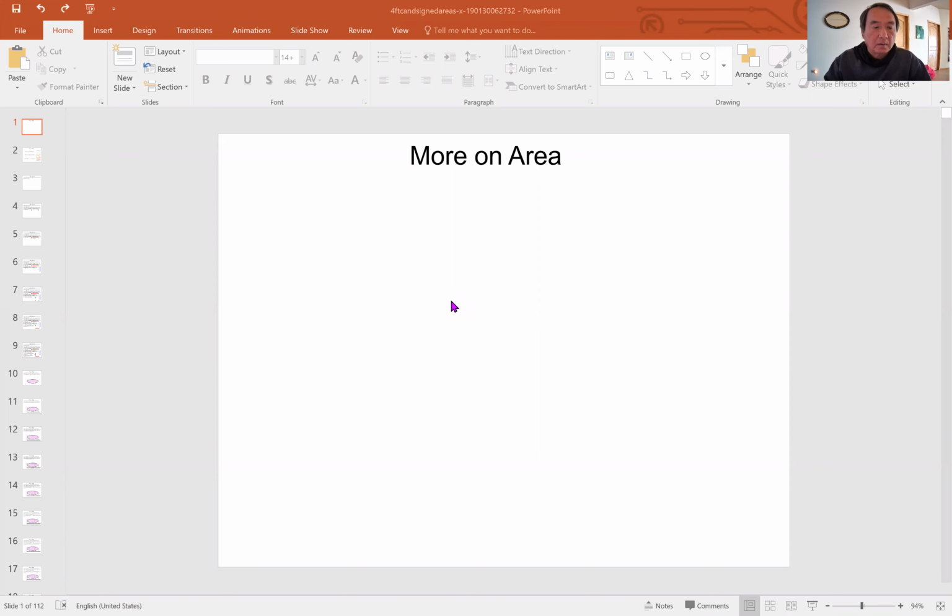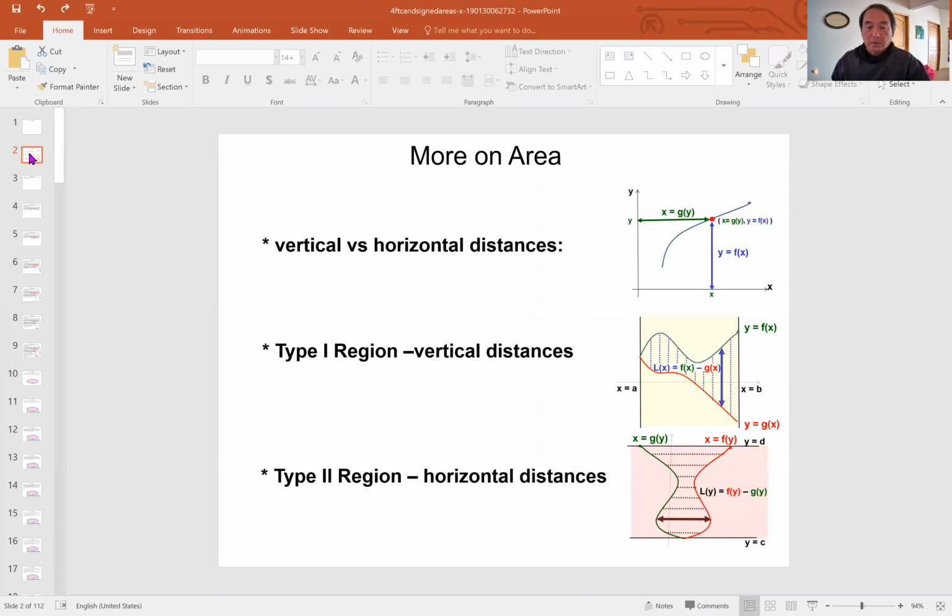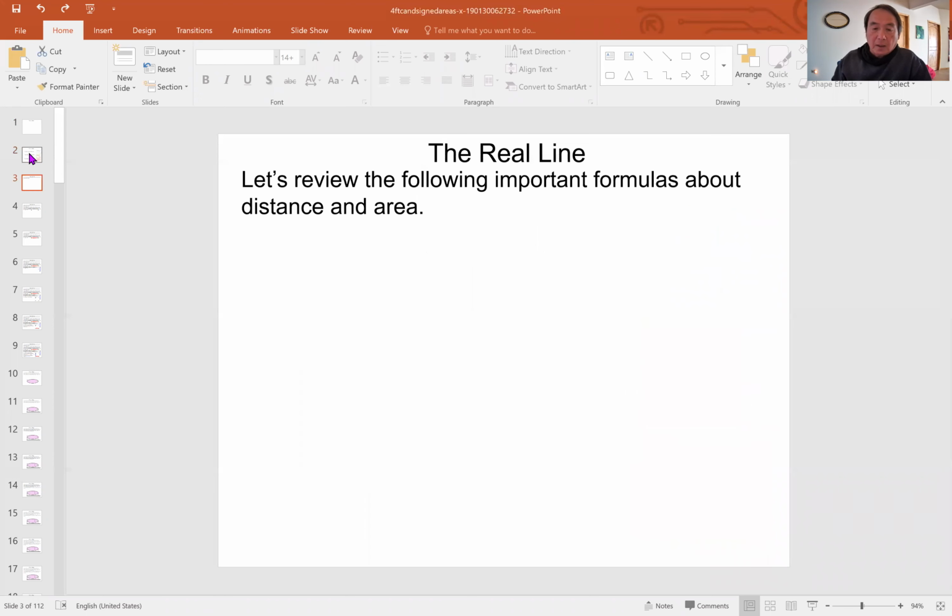These are the things we're going to talk about. We're going to talk about the distance, how we measure, and the basic procedure for measuring vertical distance and horizontal distance. Now we're going to talk about two different types of regions depending on the way the boundaries are, and how we set up the integral for these areas.